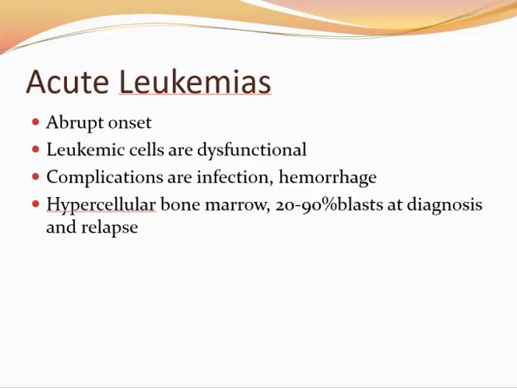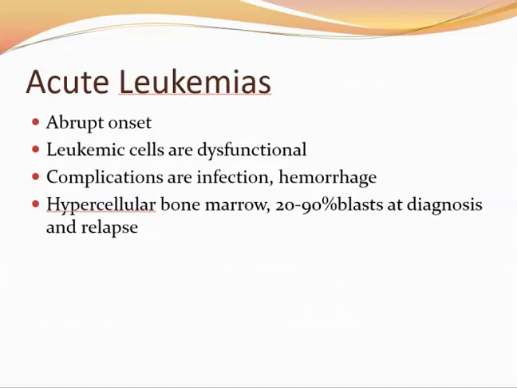So leukemias, when we're talking about leukemias, what does that mean? We're talking about a malignant disease which affects the bone marrow and blood-forming organs that produce immature or abnormal leukocytes. Leukocytes, remember, are our white blood cells. And again, this is an abrupt onset of disease. We're affecting the leukemic cells and they are dysfunctional. Complications include infections and a hemorrhage. And a hemorrhage is where you have bleeding or loss of blood.